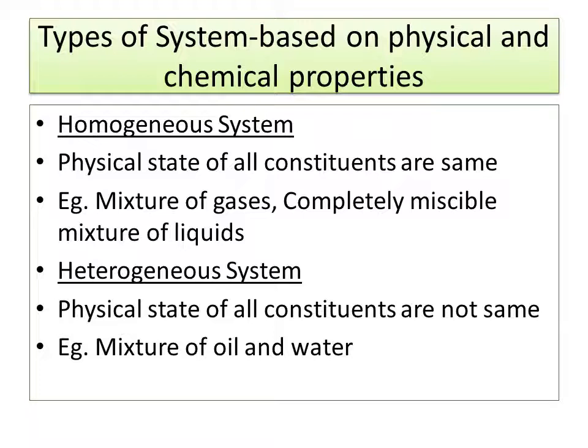What is heterogeneous system? A system is said to be heterogeneous if the physical state of all its constituents is not same. For example, let us consider the mixture of oil and water. When we mix oil and water, oil is not completely miscible with water. So, oil and water exist as two layers. So, the system is not a homogeneous one. It is a heterogeneous system.